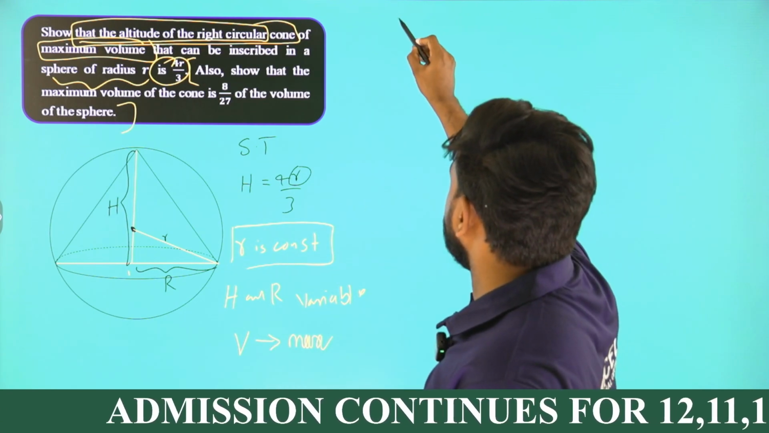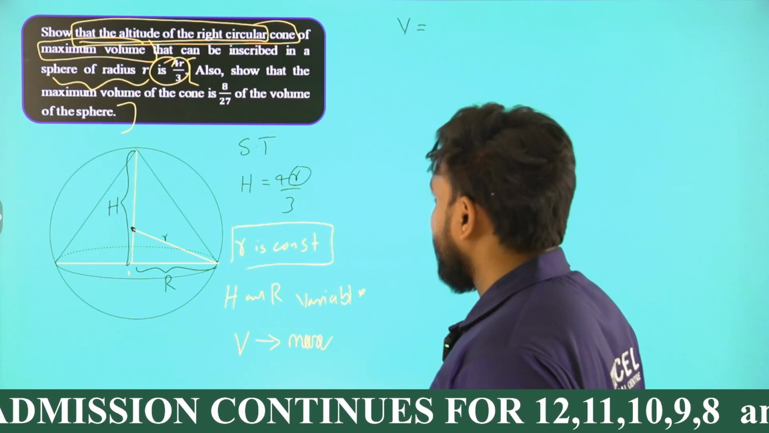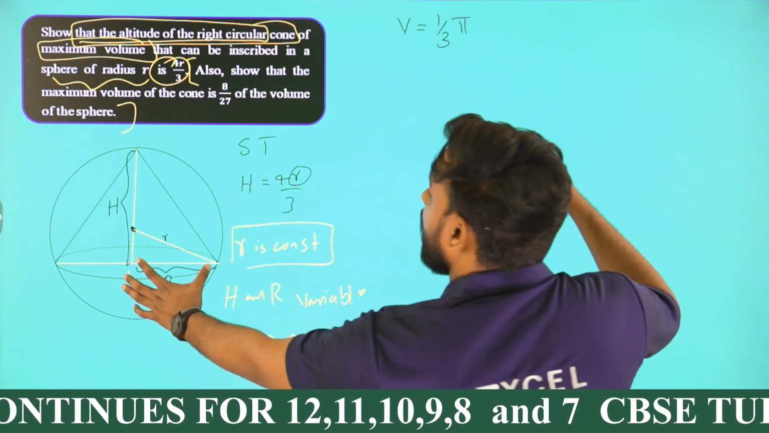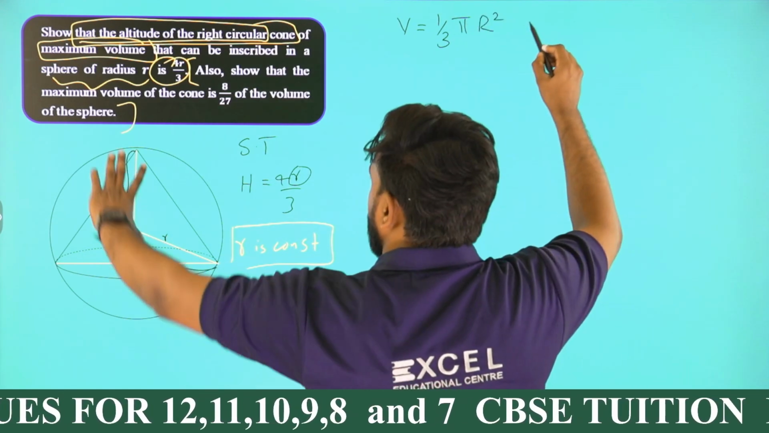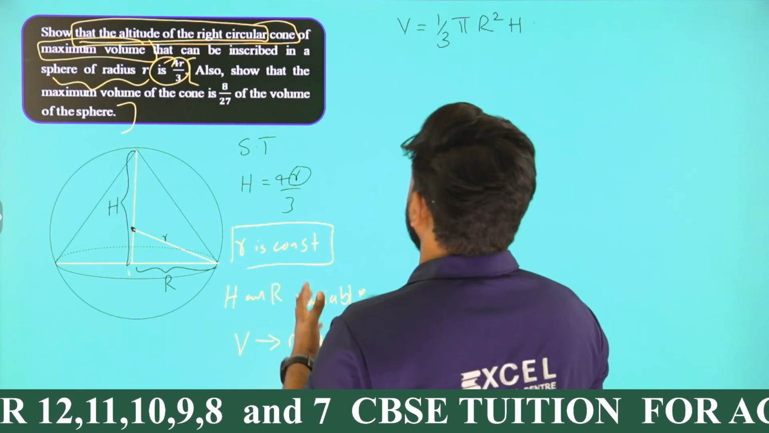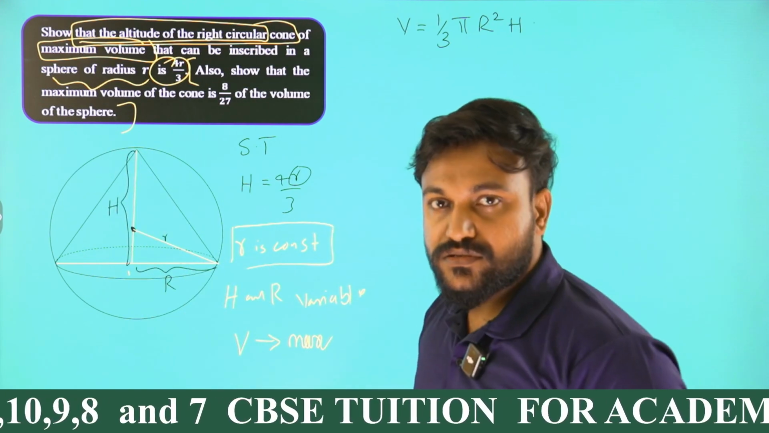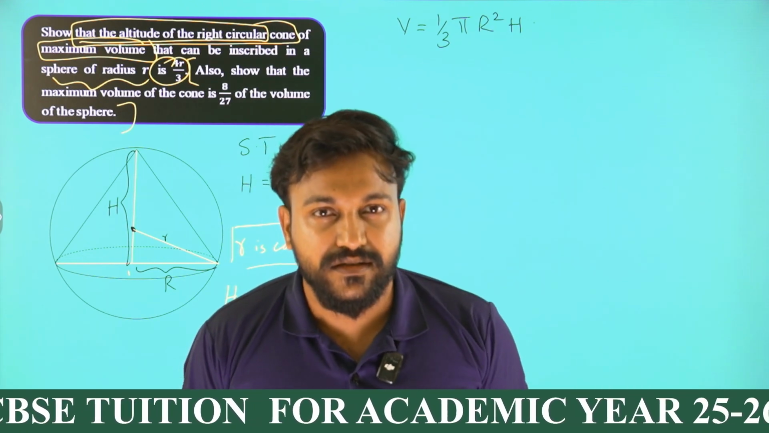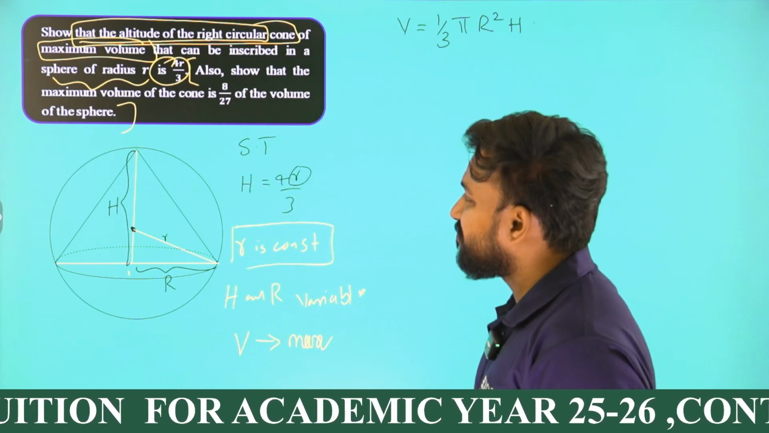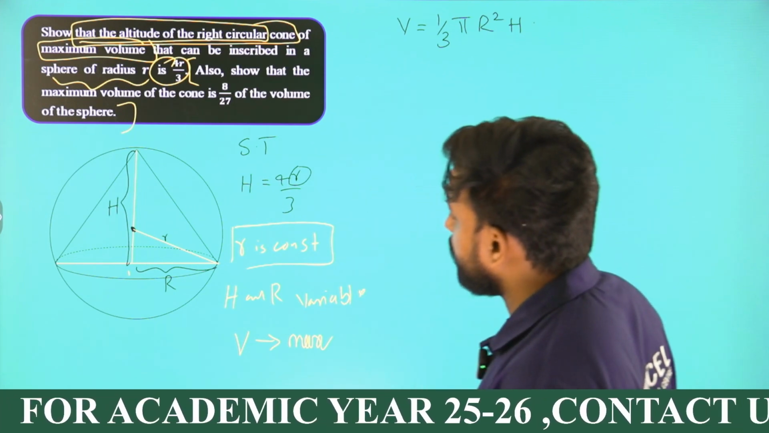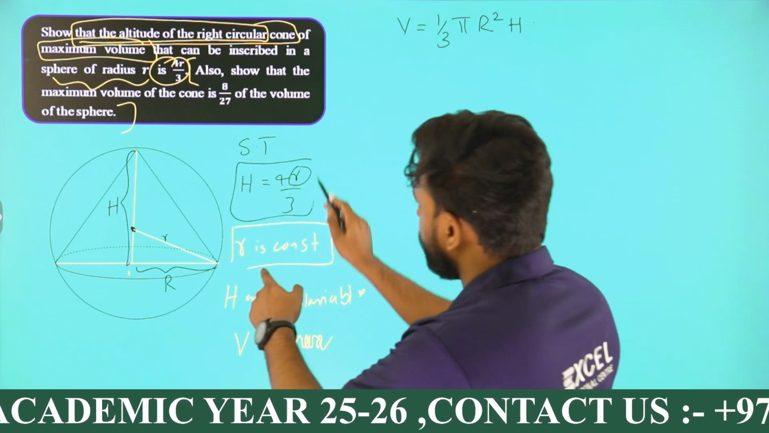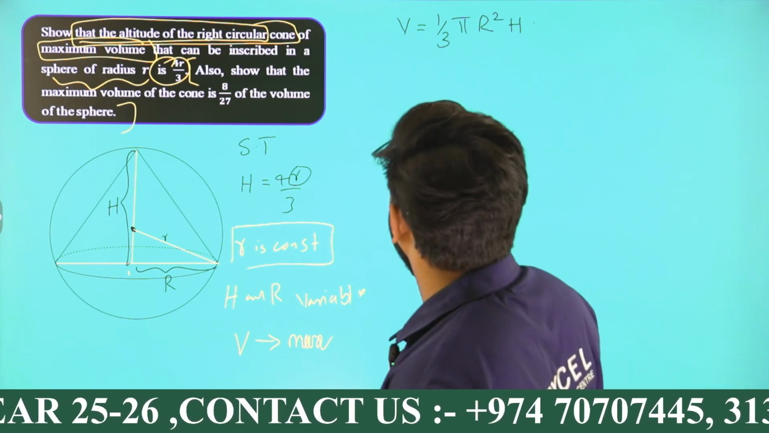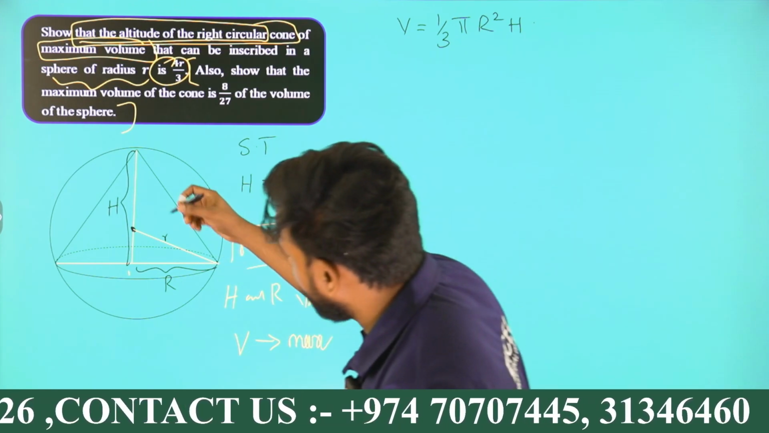So what is the equation of the volume of the cone? It's 1/3 pi R square H, where R is capital R and height is capital H. You got an equation with two variables. If you want to maximize or minimize, you need an equation in one variable. So we have to convert that back into a one-variable equation. How do we do that? They have given this, that's what we need to prove. So we have to find it from here.